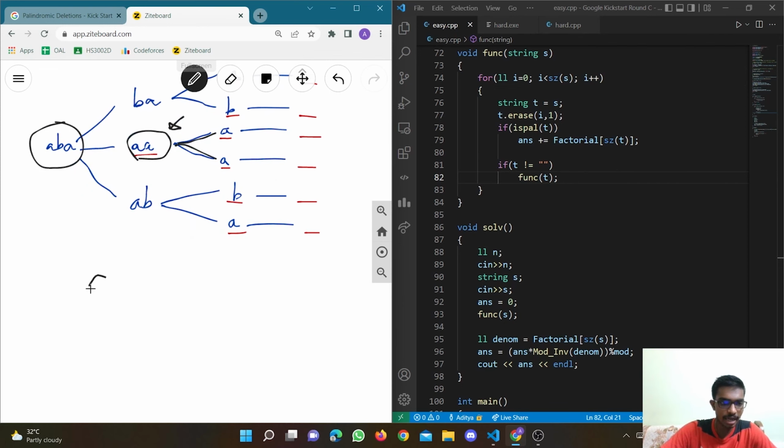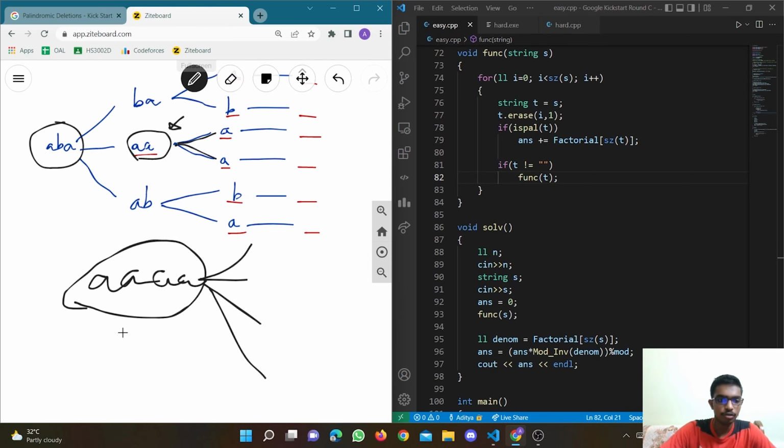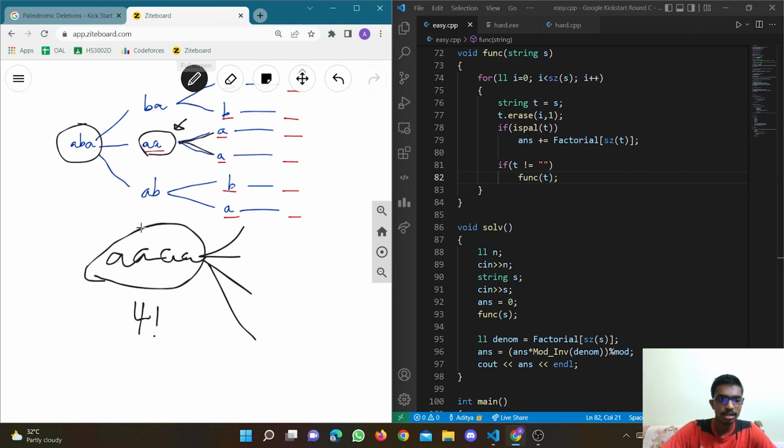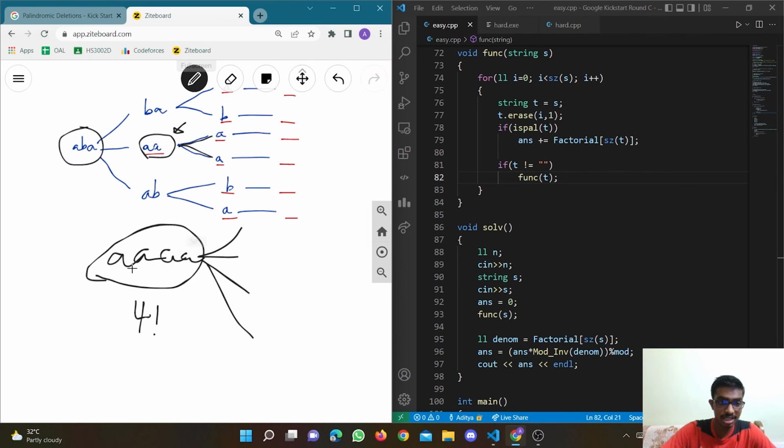Suppose we had AAAA. In that case, we'll have 4 cases, AAA, AAA, AAA, AAA, and in each of these 4 cases, we'll again split. So this AAAA must be counted 4 factorial times, because this string can be made into the null string in 4 factorial ways. How is that? Because in the first step, we have 4 choices to delete any of these 4 A's. The next step, we'll have 3 choices. We can delete any of the 3 A's, first, second, or third, and so on. So we have 4 into 3 into 2 into 1 ways, 4 factorial ways.